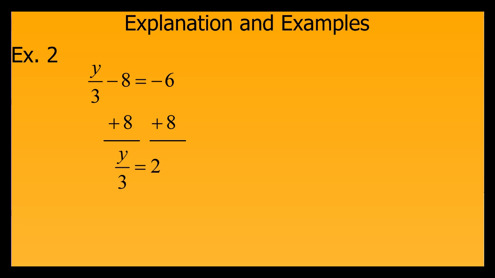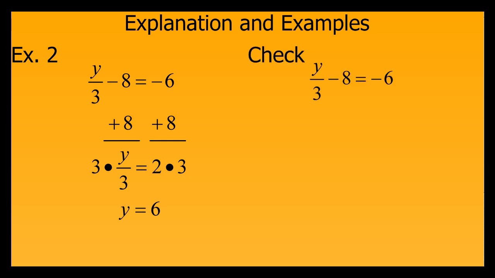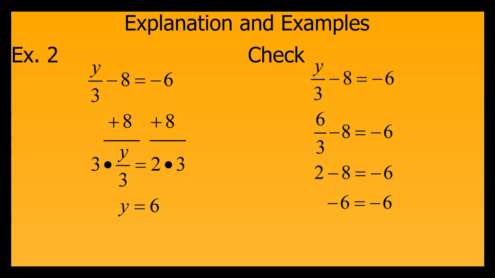Now we want to do the opposite of dividing by 3, so we're going to multiply by 3. Again, notice we multiply both sides by 3. This gives us our solution, y equals 6. Are we finished? Nope, we can check our solution by rewriting the original equation. Then substituting in 6 for y. Then simplifying. Our solution is correct since both sides of the equation are equal.